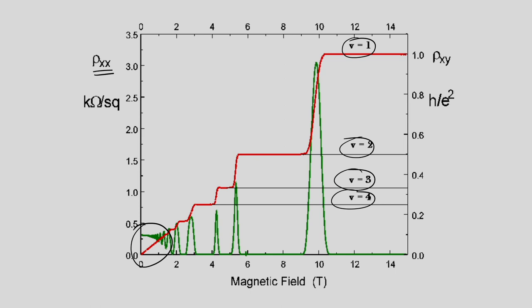Here the magnetic field has gone up to 15 Tesla, which is a very large magnetic field. The Hall plateaus are quantized in units of h over e square: this is h over 1 e square, this is h over 2 e square, h over 3 e square, h over 4 e square, and so on. And it's exactly what we were talking about on the last slide. The green one is the longitudinal resistivity, rho xx, and this is equal to 0.